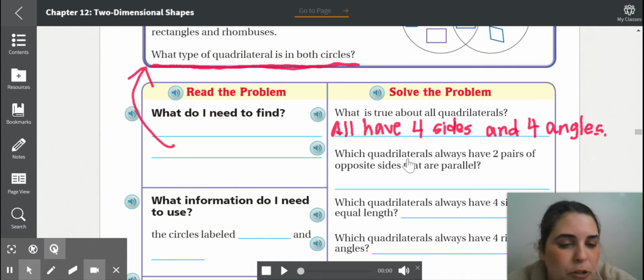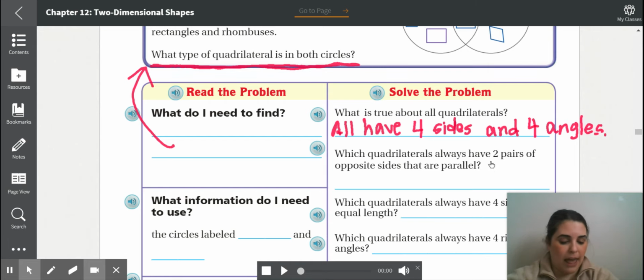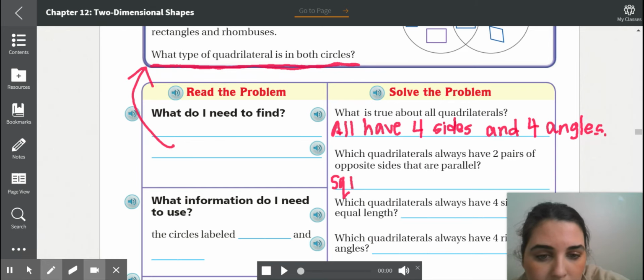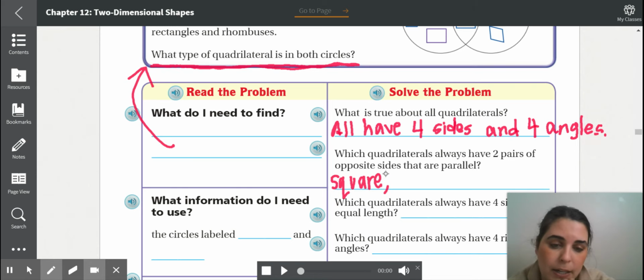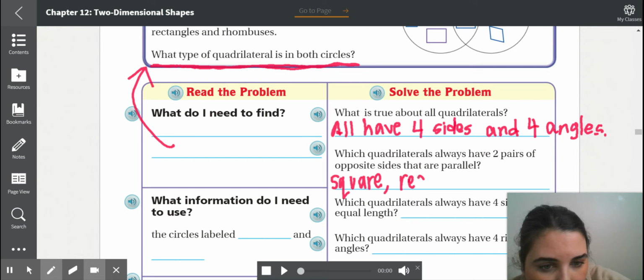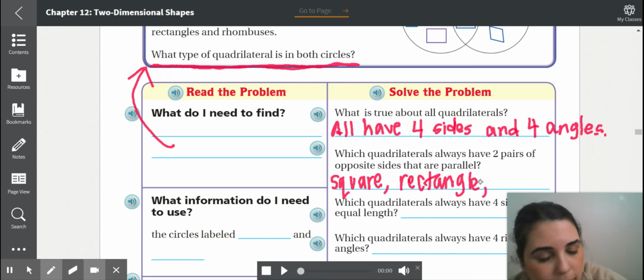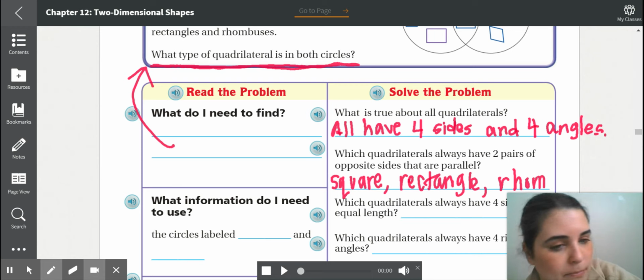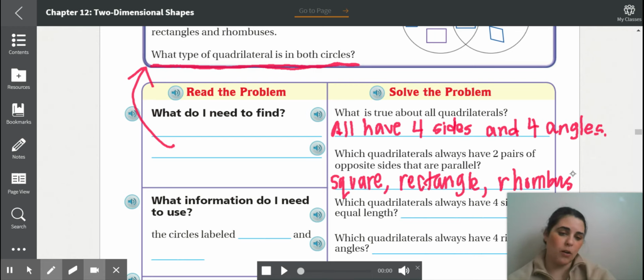Next question. Which quadrilaterals always have two pairs of opposite sides that are parallel? So opposite sides parallel, they will never cross paths. They always stay on their own lines. Can you think of what types of quadrilaterals are always like that? Okay. If you're thinking of a square, that's correct. So a square always has opposite sides that are parallel. Same with a rectangle. And finally, a rhombus. Those always have opposite sides that are parallel.